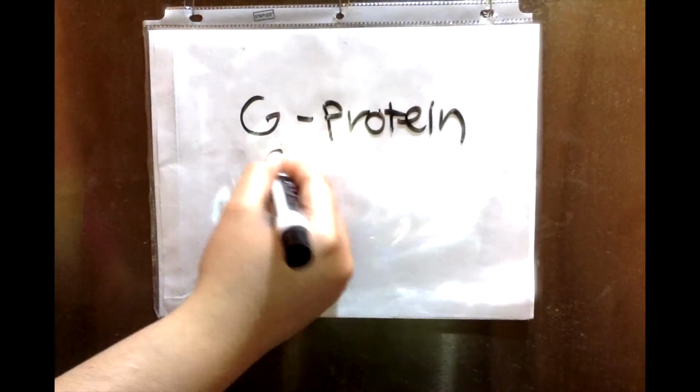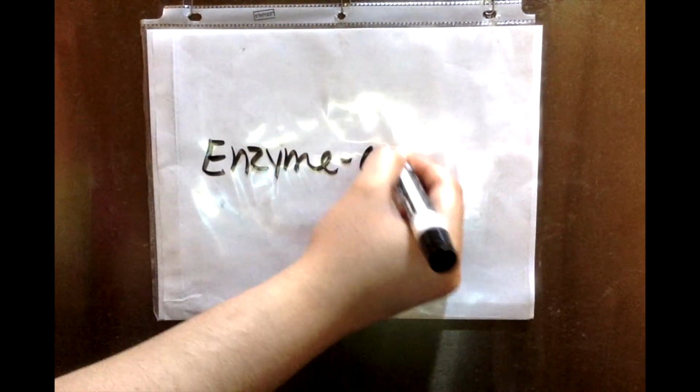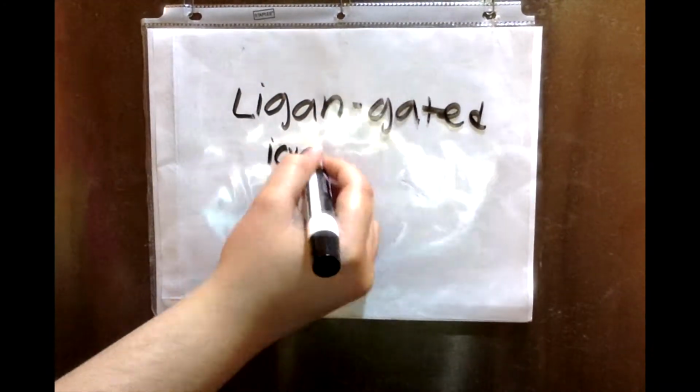There are three main classifications of membrane receptors. They are G-protein coupled receptors, enzyme coupled receptors, and ligand-gated ion channel receptors.